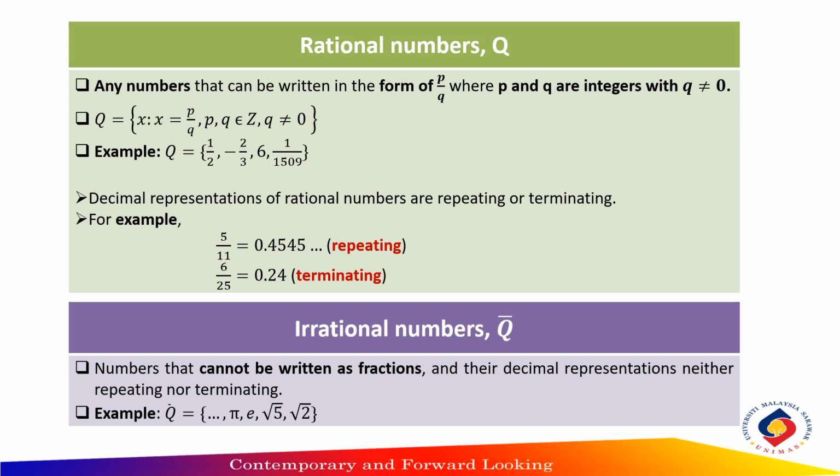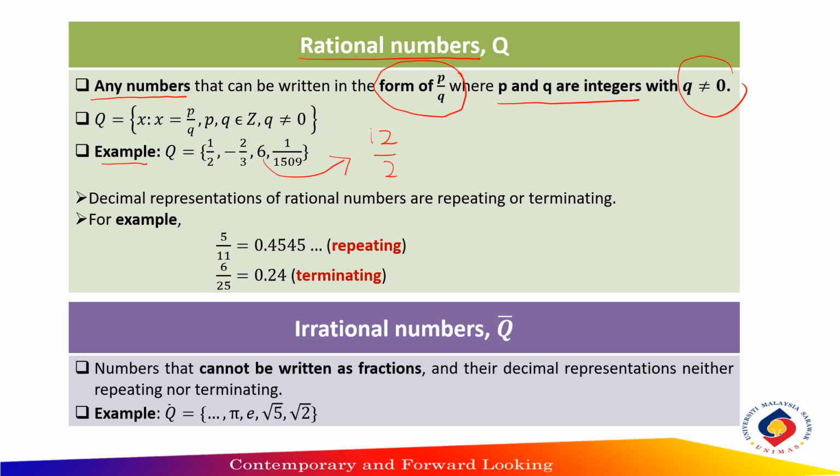Next, this is the difference between rational numbers and irrational numbers. Okay, first, rational numbers. Any numbers that can be written in the form of P divided by Q, where P and Q are integers, with Q not equal to 0. So for example, 1 over 2, negative 2 over 3, 6, 1 over 1509. So 6 is equal to 12 over 2, right? So it is a rational number.